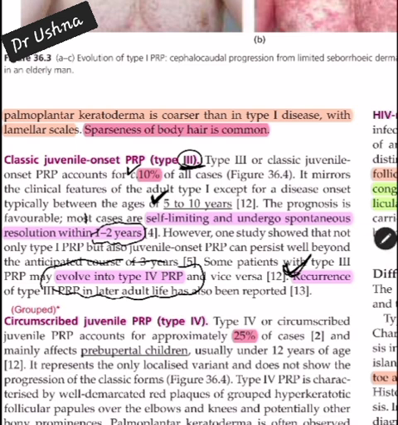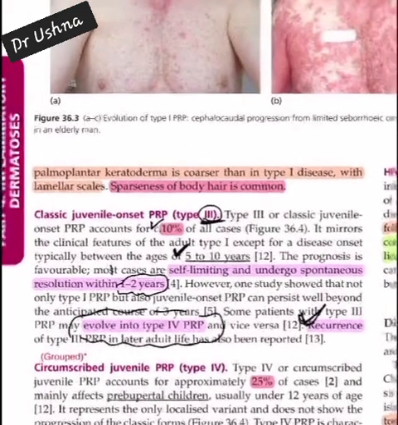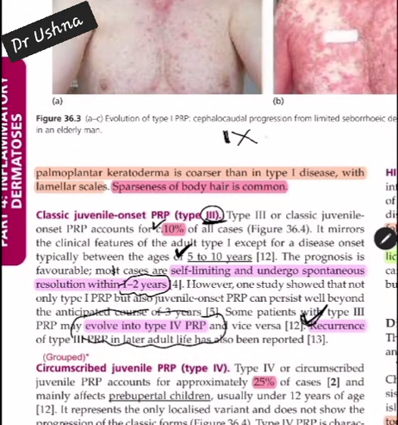For type 1 PRP, what is the prognosis? It's going to be resolved in the 3 years of life. What's the prognosis for the type 3 PRP? It's going to resolve in the 1 or 2 years of life. You can just make a cross. Type 1 resolves in the 3 years and the type 3 resolves in the 1 year. So this is a vice versa thing.